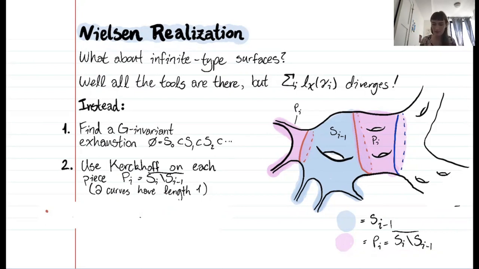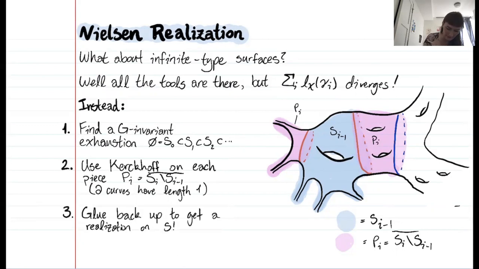A nice fact about Kirchhoff's proof is that when you do this, you can insist that boundary curves have length 1. And what this allows us to do is just glue back up all of the pieces together to get a realization of G as a group of isometries of a genuine hyperbolic metric on the whole surface. So that's the proof. Yeah, as I say, it would be really cool if there were a more analytic proof, but this combinatorial one gets the job done.